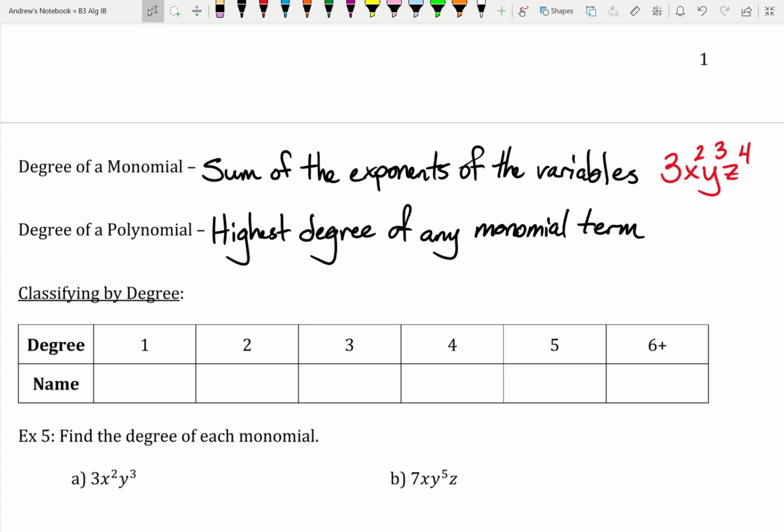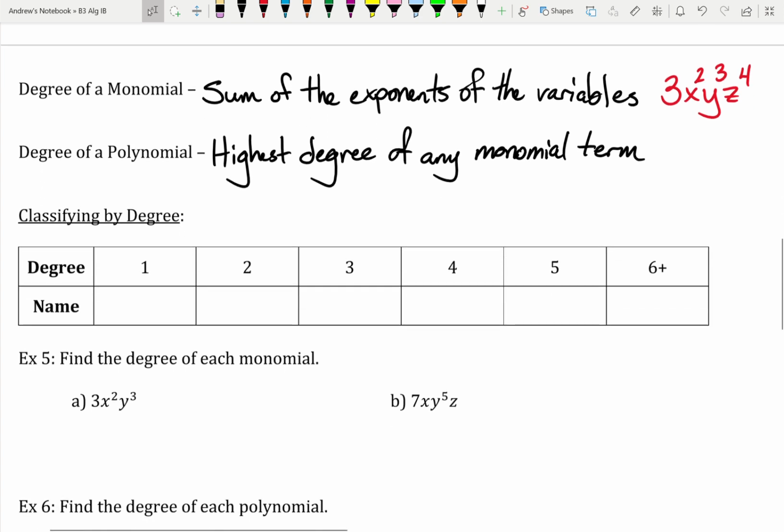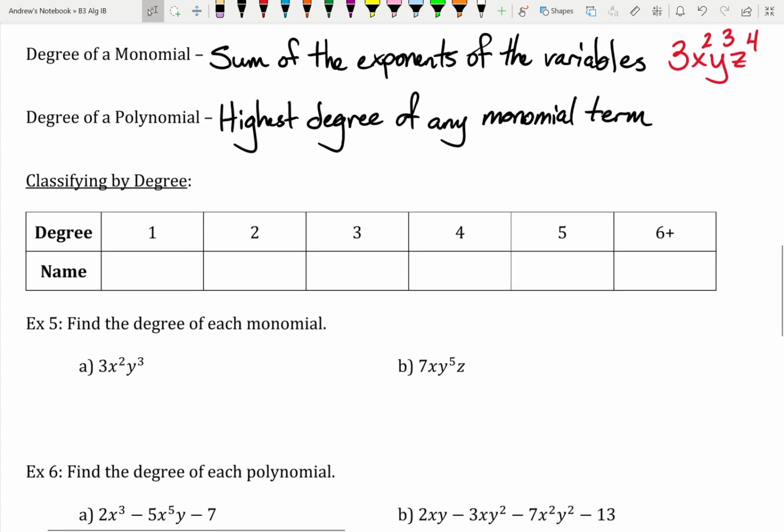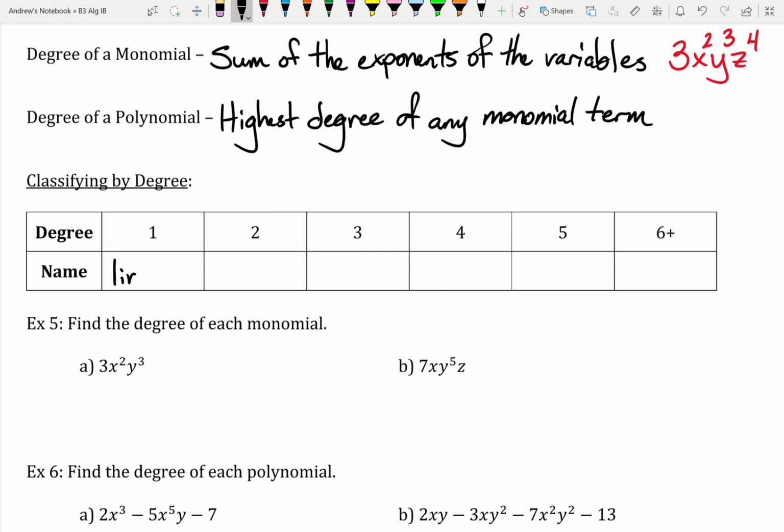We'll do some examples, but first we've got to figure out how we're actually going to name them based on the degree. So, classifying by degree. If you have a degree of 1, we call that linear. Something you've all looked at in Algebra 1A is y equals mx plus b. You'll notice it's not y equals mx to the 4th plus b. It's just a single power on that x, a degree of 1, so it makes a straight line.